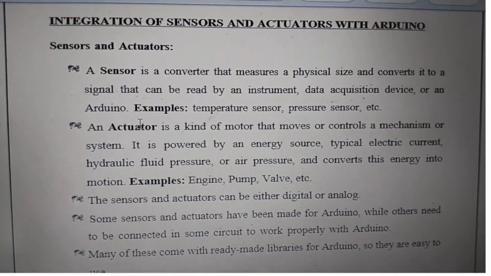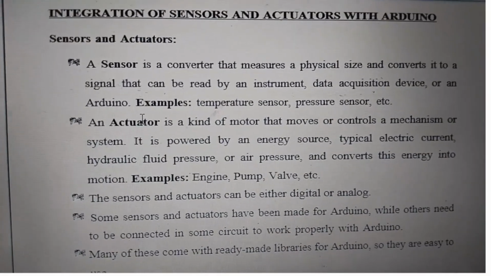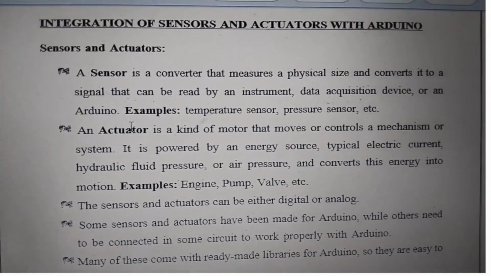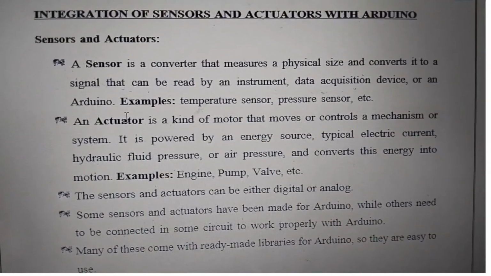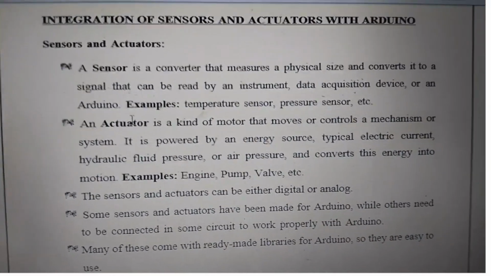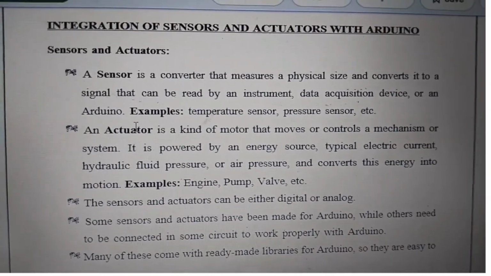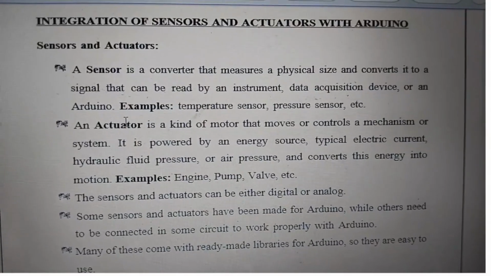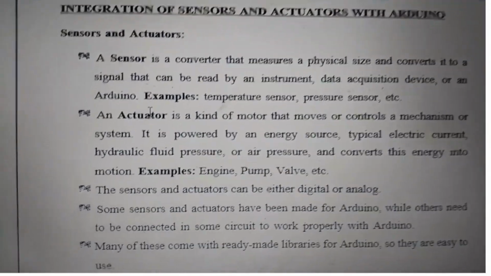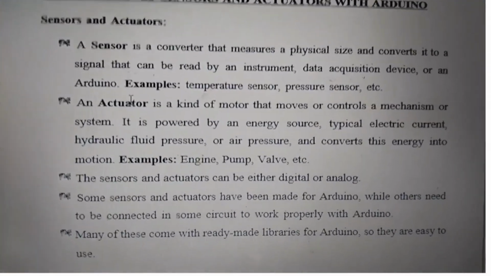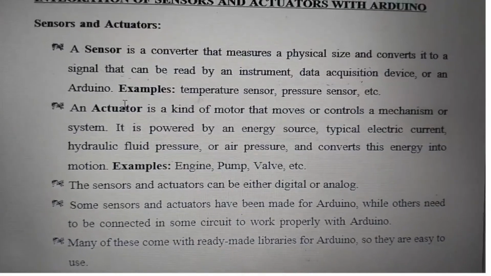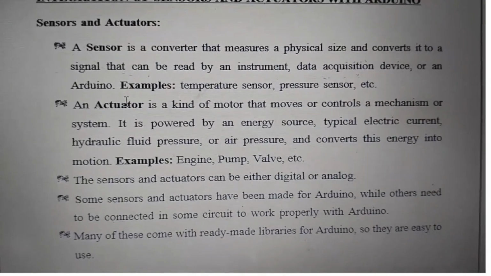The temperature sensor captures the temperature, the heat currently outside, and the pressure sensor captures how much force is applied. Okay, how much pressure we applied will be captured by the pressure sensors. And what are actuators? An actuator is a kind of motor that moves or controls a mechanism or system.